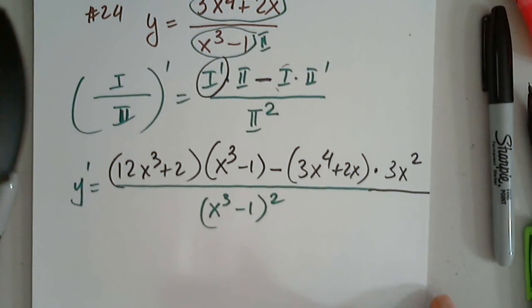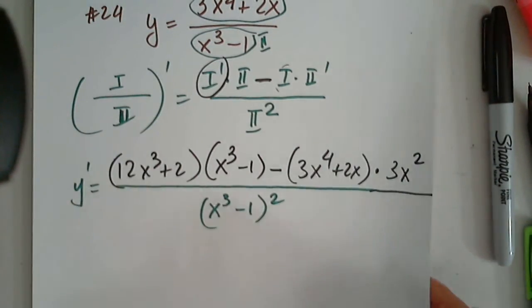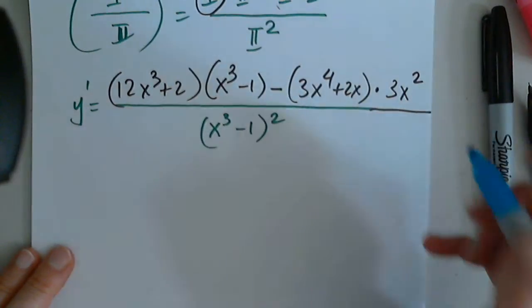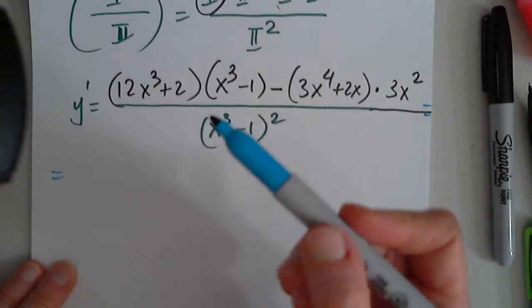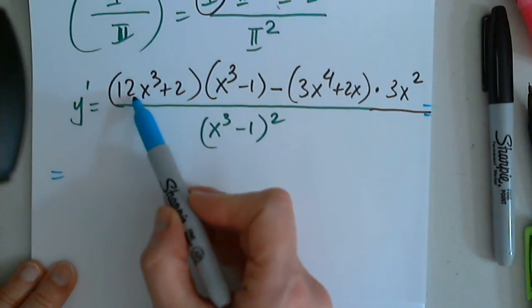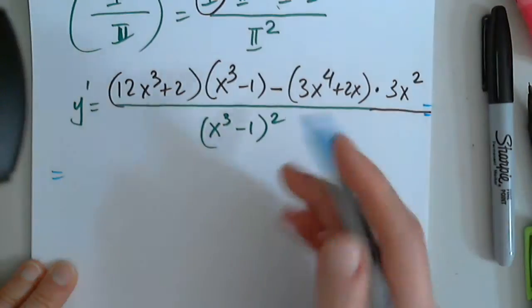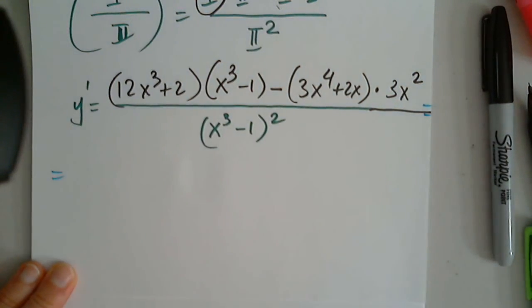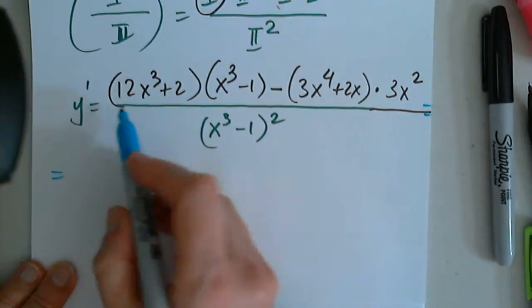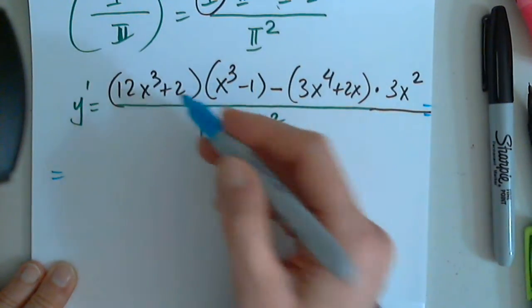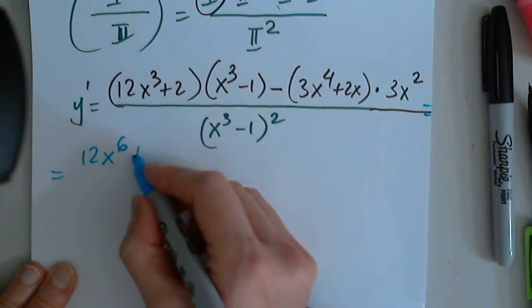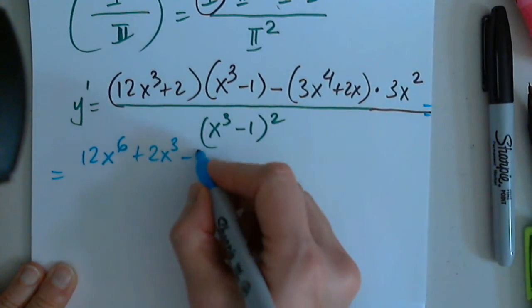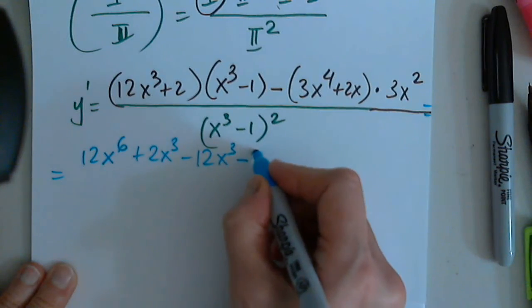Okay, so yes, I will try to make sense of the mess at the top. I will distribute and see what happens. So I continue. I'll distribute x cubed to these two. It doesn't matter how you do it. Maybe you're used to distributing 12x cubed to the other two. You use the method you like. I'm going to distribute from here. Sometimes I distribute from here. I don't know why I'm choosing this way this time. So 12x to the sixth plus 2x cubed minus 12x cubed and minus 2.